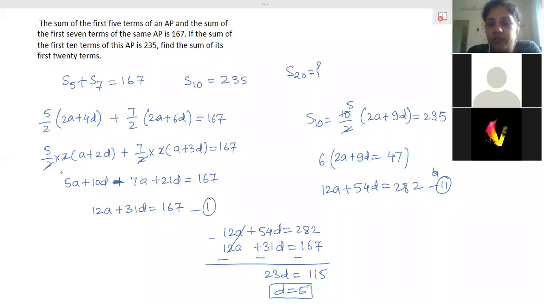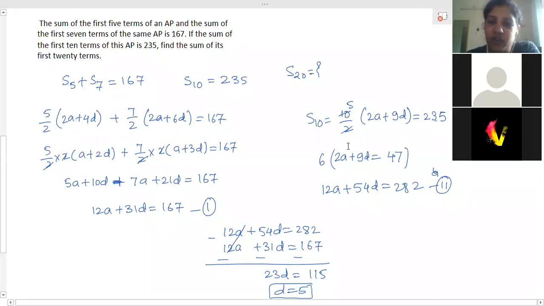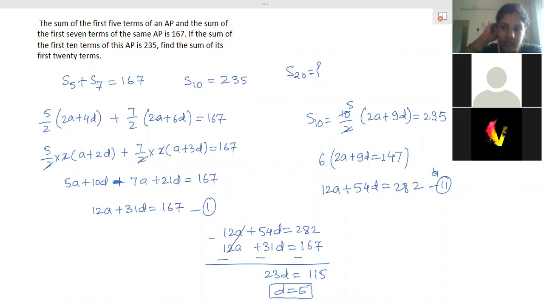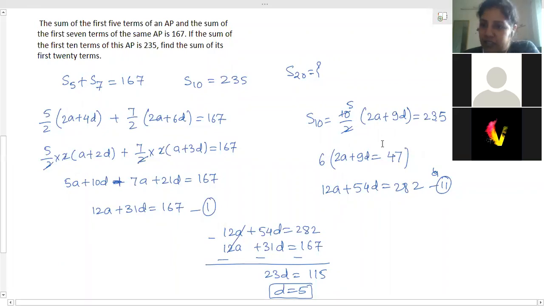Yes, Rana? Ma'am, I didn't understand this part, the 6 into bracket 2a plus 9d. That is the elimination method. I need to explain it to you. We have to make the coefficients of these equations equal. So this is 12a and this is 2a. We have to multiply in such a way that, just like when we do an LCM when denominators are not equal, how you make them equal for addition or subtraction of fractions, the same thing here also we have to do with the coefficients. We have to equate them, make them equal so that we can subtract and it becomes 0.